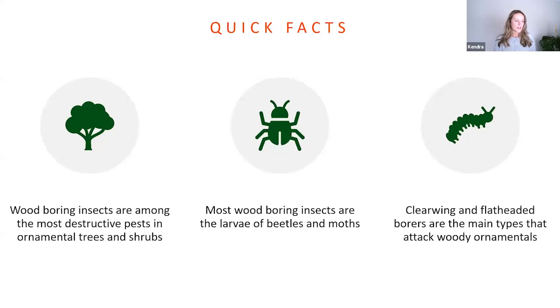Most wood-boring insects are actually the larvae of beetles and moths, and generally speaking, they are the most damaging life stage. So we see, especially with beetles, the larvae life stages of these beetles burrow through that wood. They're the ones that we're really looking to manage, and can cause the most damage. Finally, clearwing and flat-headed borers are some of the other main types of insects that we're going to see on woody ornamentals.